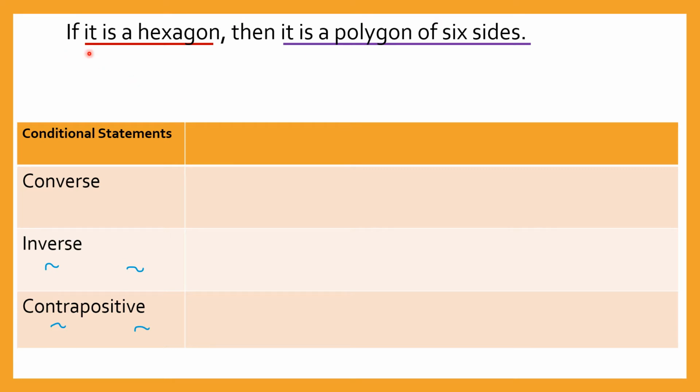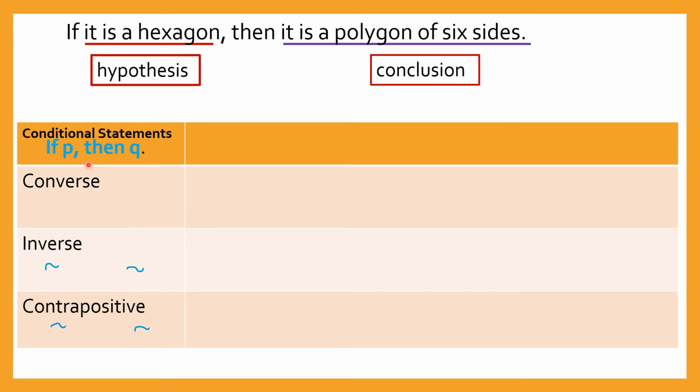So I have here, if it is a hexagon, then it is a polygon of 6 sides. So let's first get the converse, inverse, and contrapositive. This is the hypothesis and that's the conclusion. So let's have that conditional statement. This is if P, then Q. P means the hypothesis and Q means the conclusion. So if it is a hexagon, then it is a polygon of 6 sides.